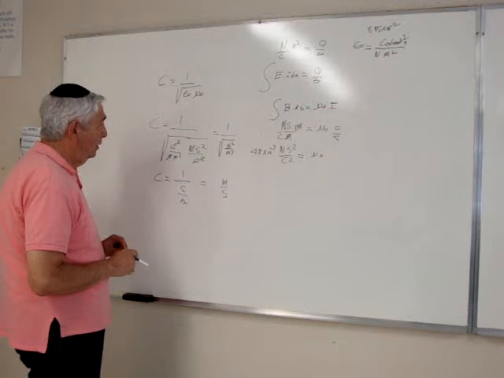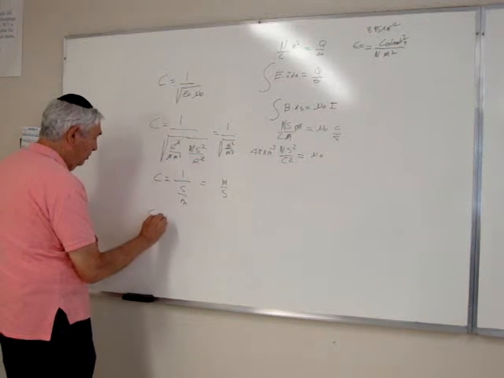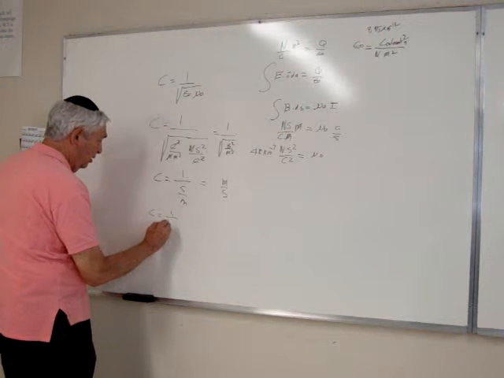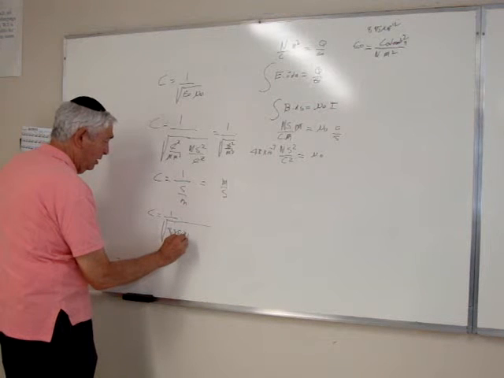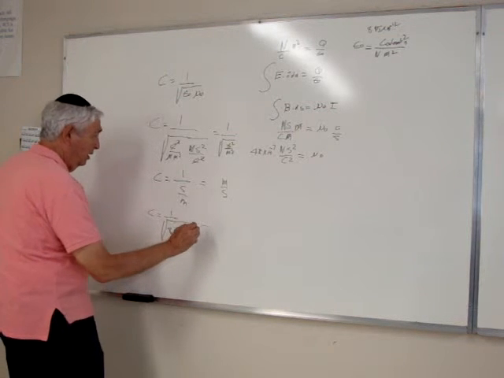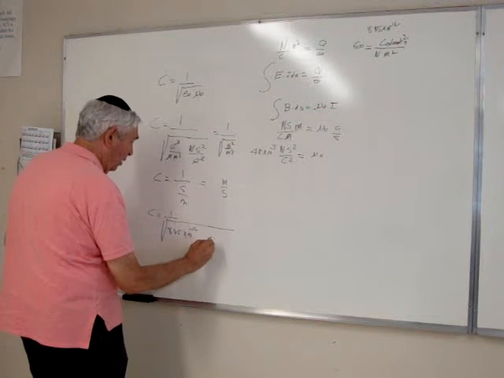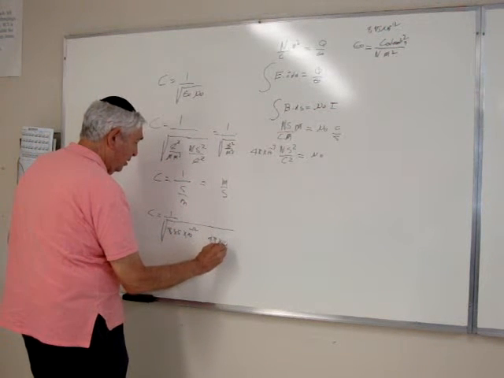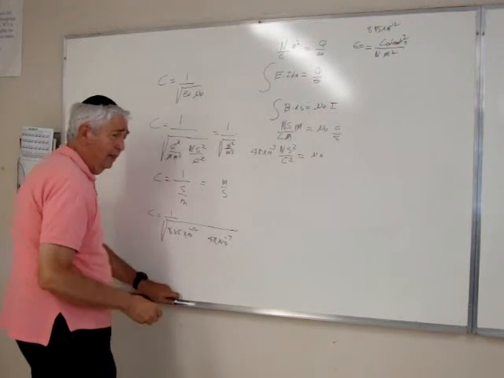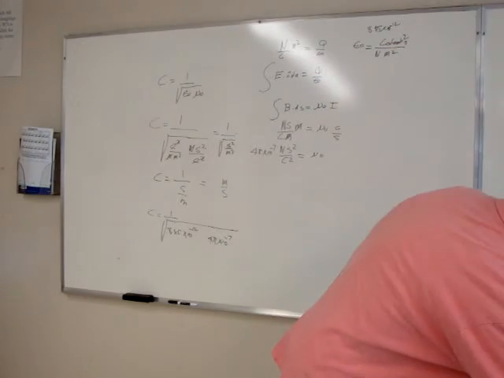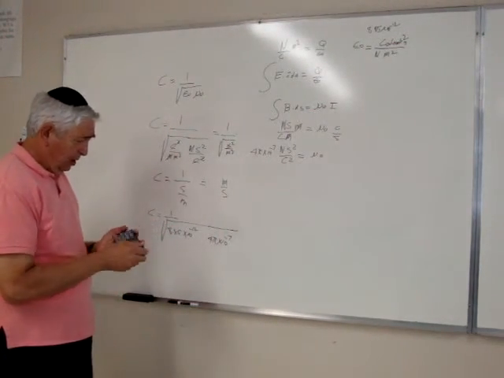Now, if I put the numbers in, the speed of light would be 1 over the square root of 8.85 times 10 to the minus 12, and mu 0 would be 4 pi times 10 to the minus 7. And when I put that in, I'm going to take a calculator and just do this calculation with you.